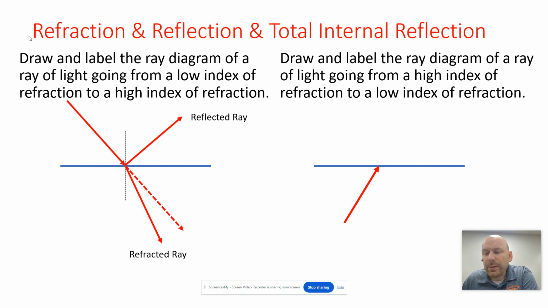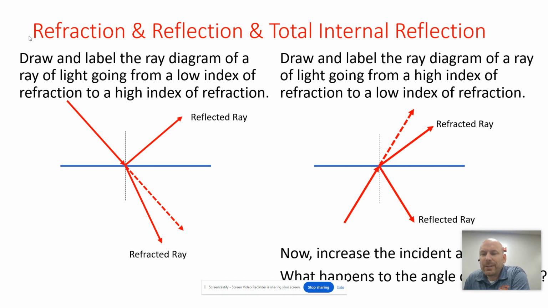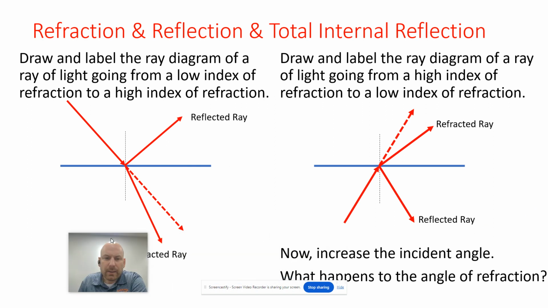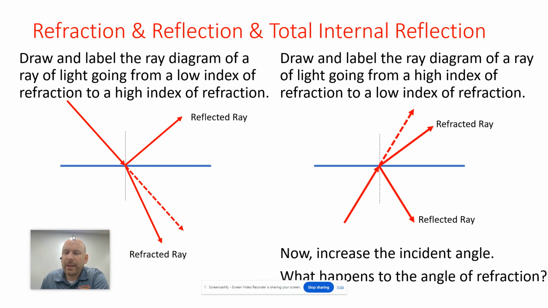So let's consider this scenario where it goes from a higher index of refraction to a lower, so going from like water to air. So here's our normal line, no refraction. Is it going to bend away or towards the normal line? Well, probably going to bend away from. Okay, and there's also going to be a reflected ray. So the follow-up question is, what would happen if we increased the angle of incidence?